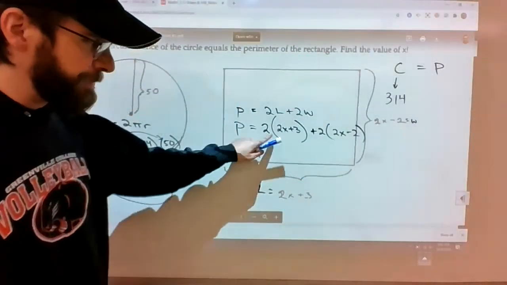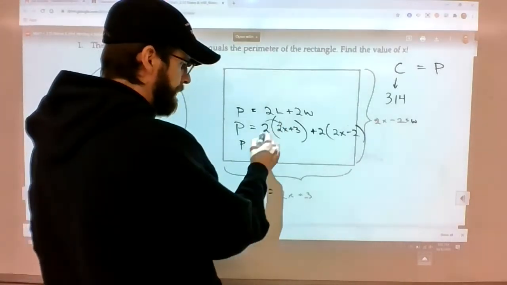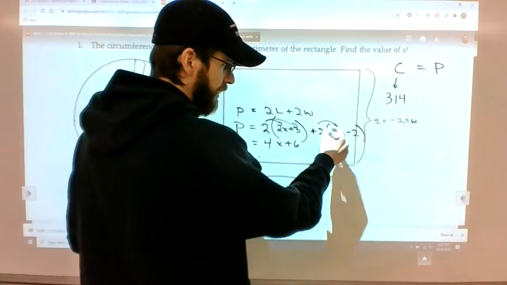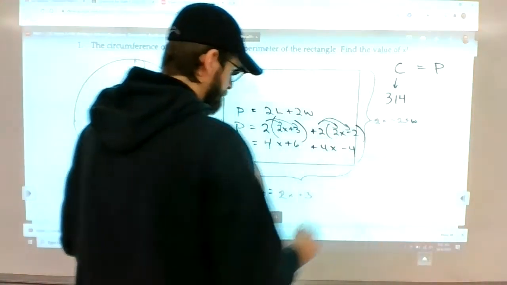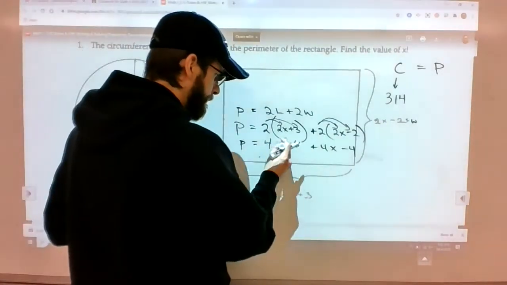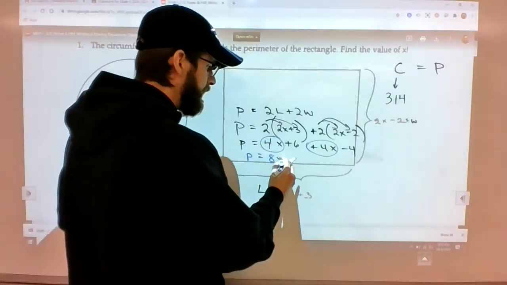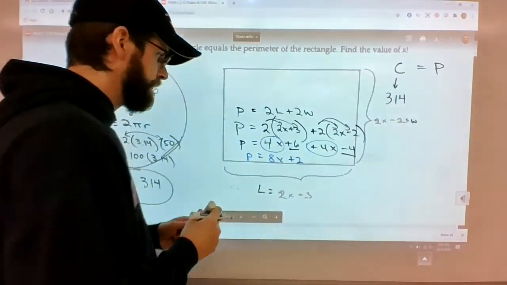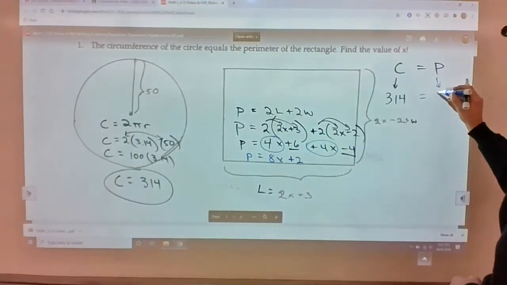At this point, I'm going to try to simplify this variable expression as much as I can. I can get rid of parentheses by multiplying by 2 here, so that'd be 4x plus 6. Same thing here, 4x minus 4. And then combine like terms. 4x plus 4x is 8x. 6 minus 4 is positive 2. So that's what I'm going to replace my perimeter with. My perimeter is 8x plus 2.